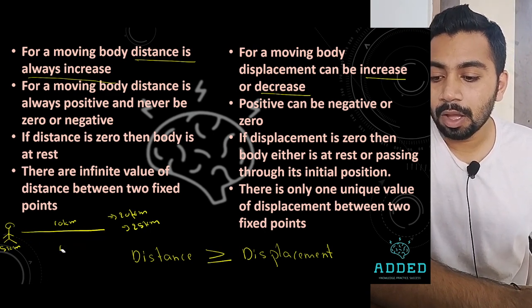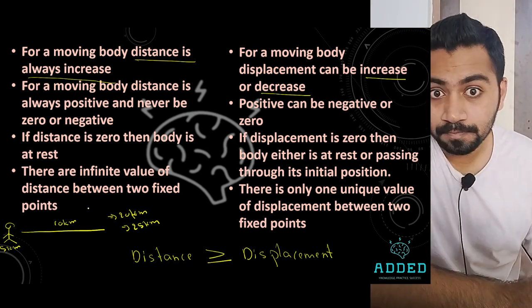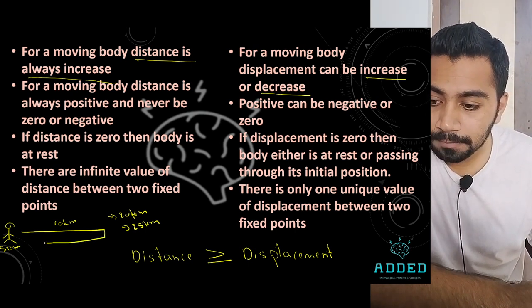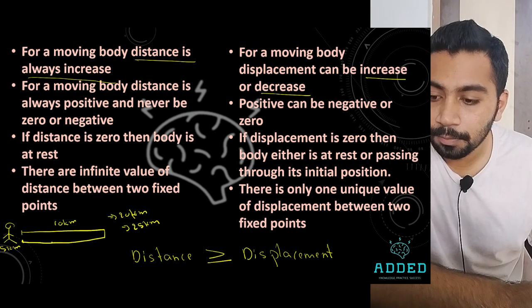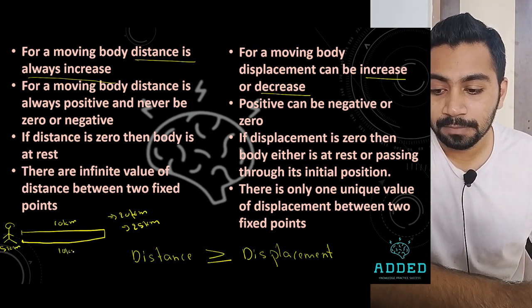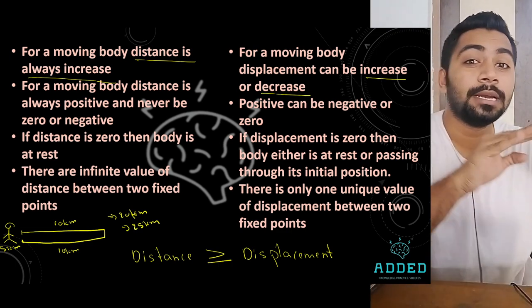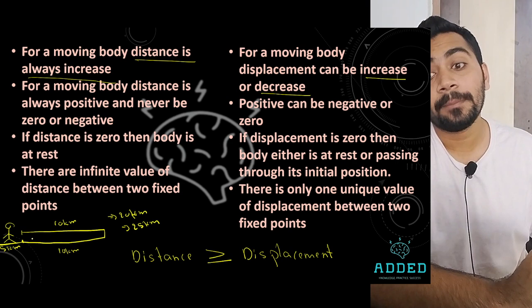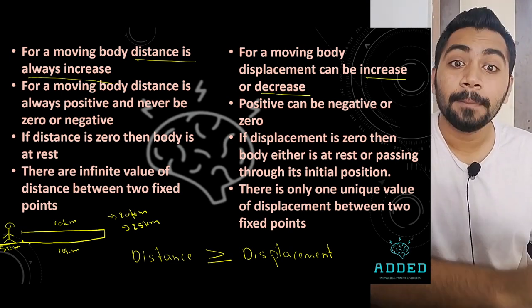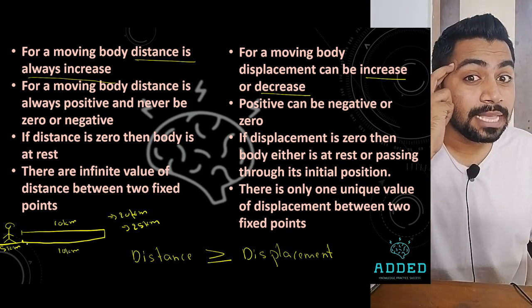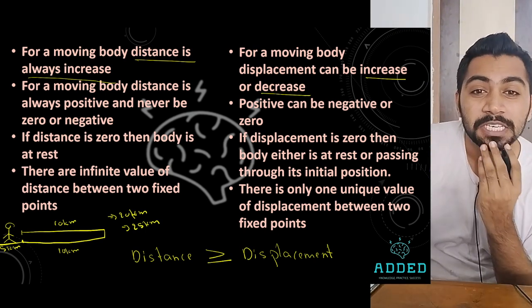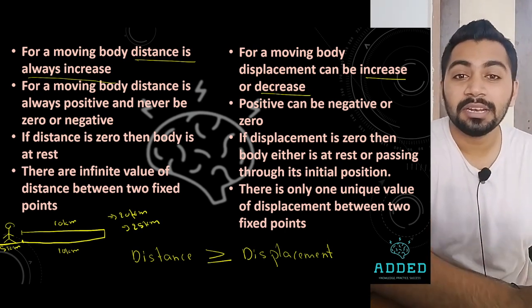See here. Now if this boy was at this point, displacement is positive. Now if we take a U-turn and come back to the initial point, displacement is zero: initial point minus final point, displacement becomes zero. Now if we go backward 5 kilometers, then what happens? Final position minus initial position becomes negative.